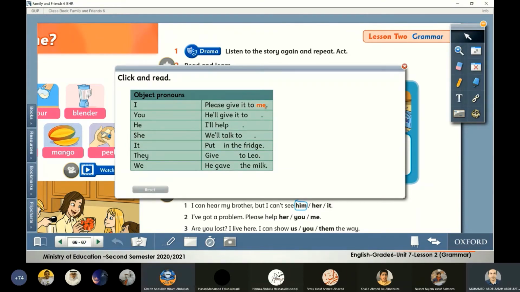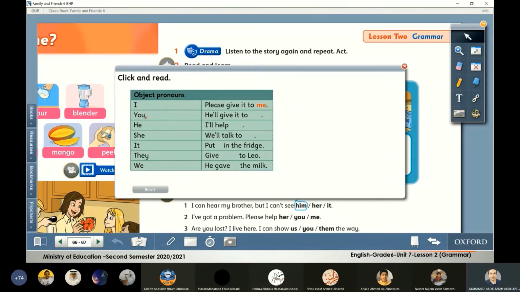Me is the object pronoun of the subject pronoun I. Well, now students, all of you can turn on your microphone and participate doing this activity. All students turn on your microphone, and if you have got a problem with your microphone, you can write your answer in the chat box.